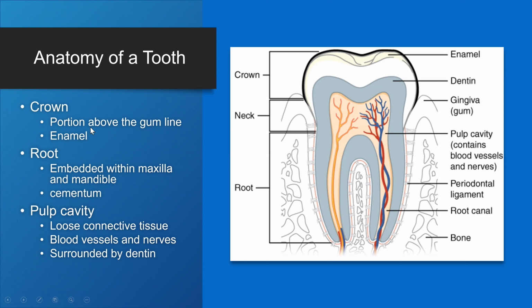So the crown portion is above the gum line and covered by enamel, the root is embedded within the maxilla and mandible, and the root itself is covered by cementum. We don't have cementum shown here, but that would be covering over here. That's called cementum. The pulp cavity is made of loose connective tissue, has blood vessels and nerves, and is surrounded by dentin. And this gray structure over here is dentin.